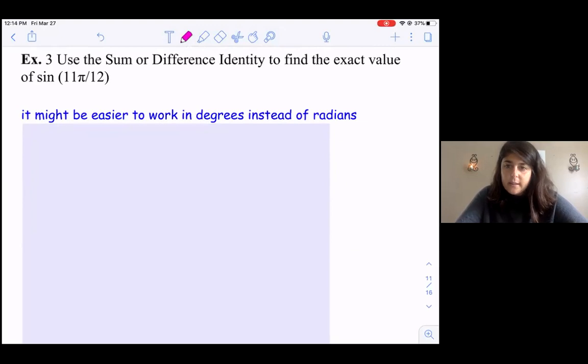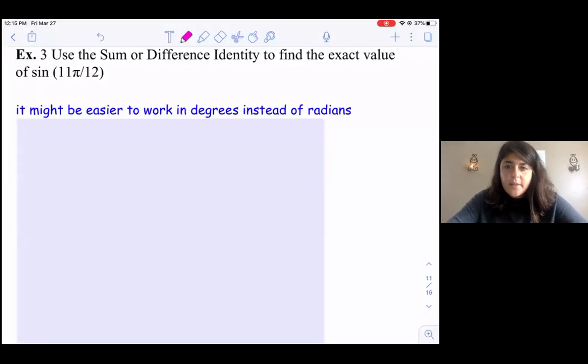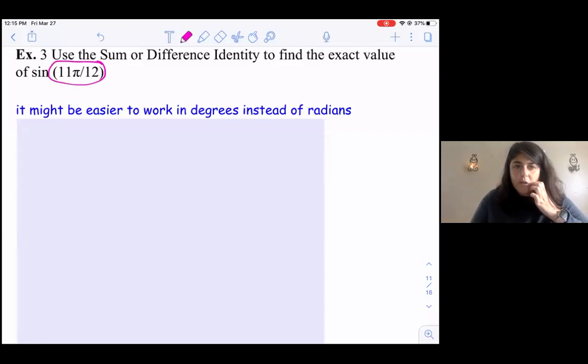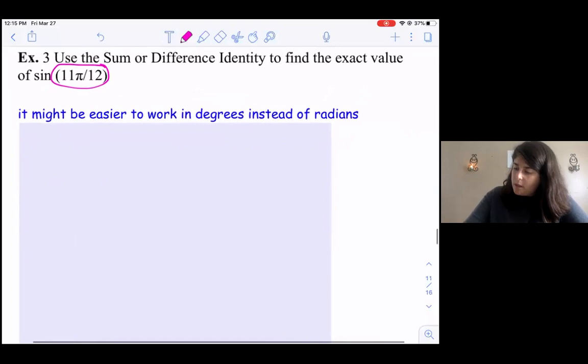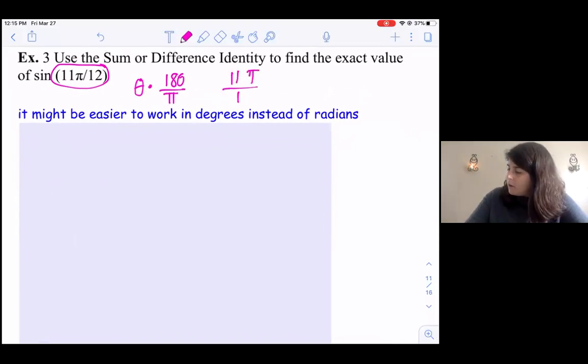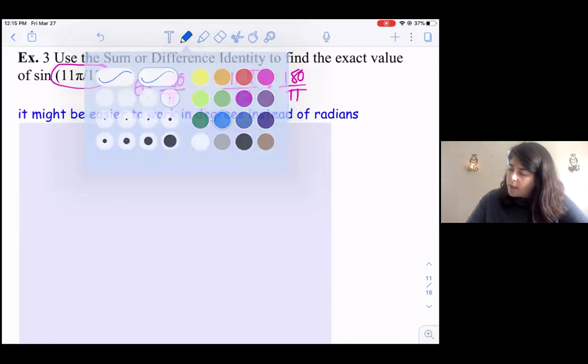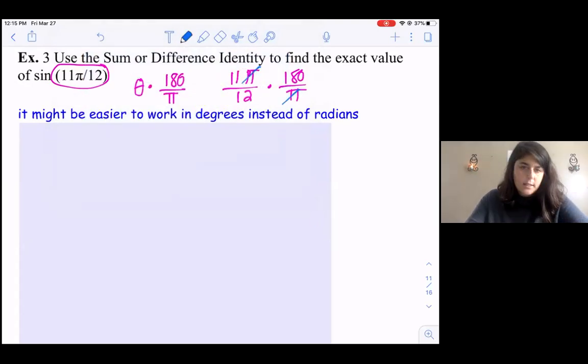This one starts out in radians. Remember that these are not on the unit circle, so I can't just go find it on the unit circle. I need to convert my radians to degrees. Your converting radians to degrees formula is your angle times 180 over pi. So I'm doing 11 pi over 12 times 180 over pi. I can cancel out my pi's, and I get 11 times 180 divided by 12. That gets me 165 degrees.